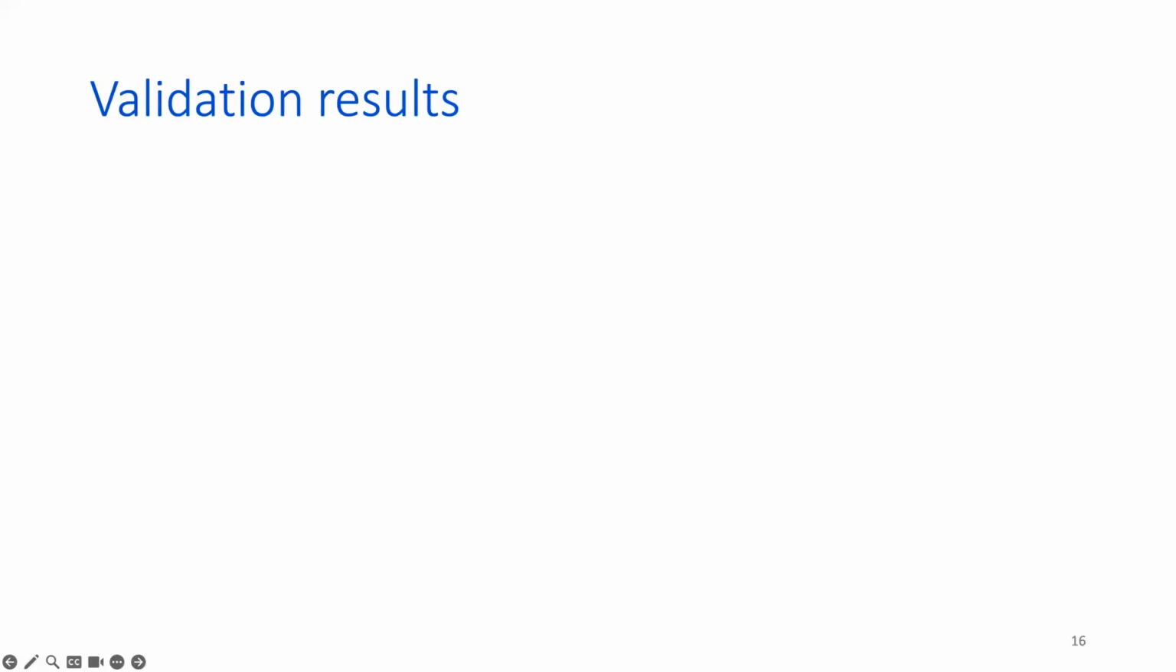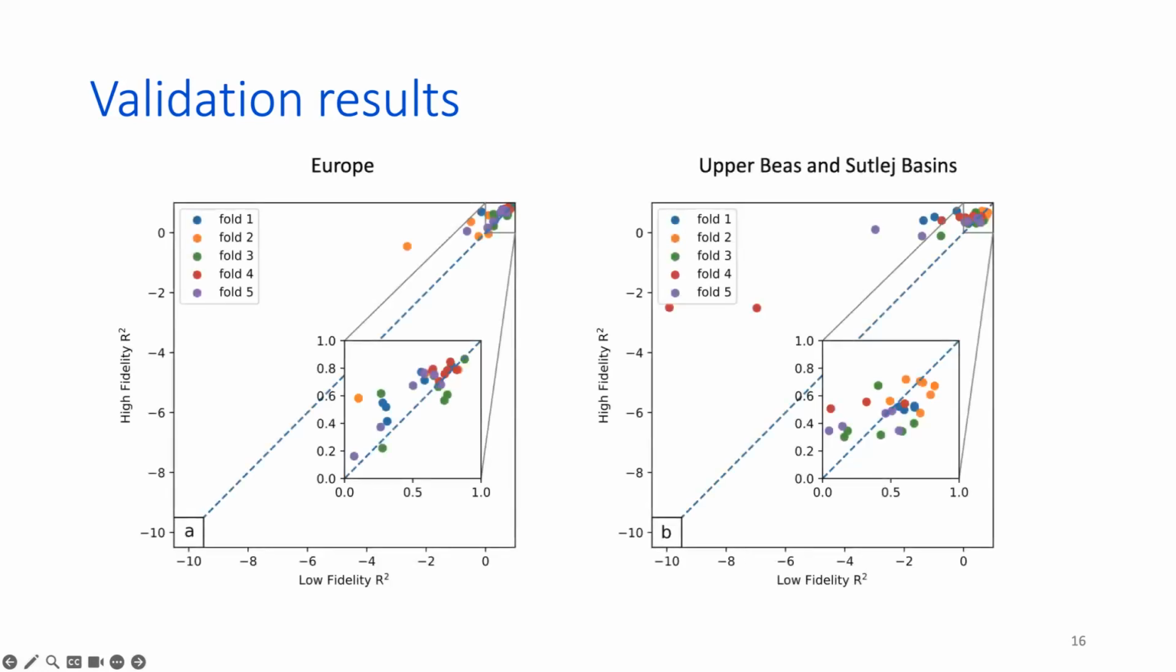So we can plot the R squared score of the ERA5 data fit with a simple Gaussian process as a function, or rather, this is the other way around. We can plot the R squared of the multi-fidelity Gaussian process output as a function of the R squared of the ERA5 data fit with a simple GP. And what we can see is that over Europe, at least, in most cases we have an improvement over ERA5, i.e., data points are lying above the dashed line.